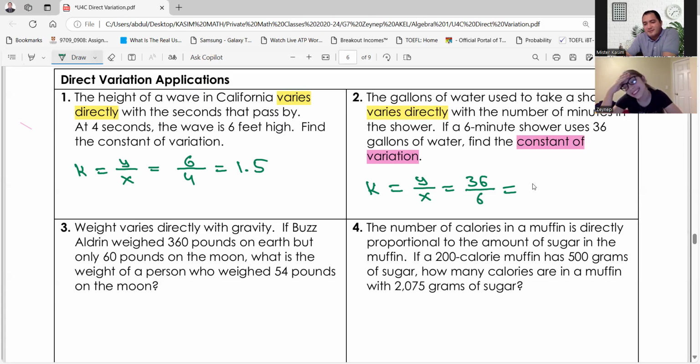12. 36 divided by 6. Yeah, I have to do this on paper. 36 divided by 6. Wait, no, sorry. 6 times, no, that one, so.